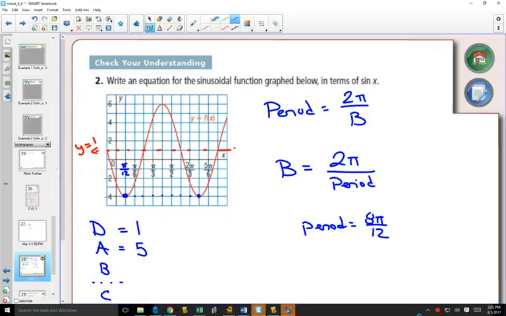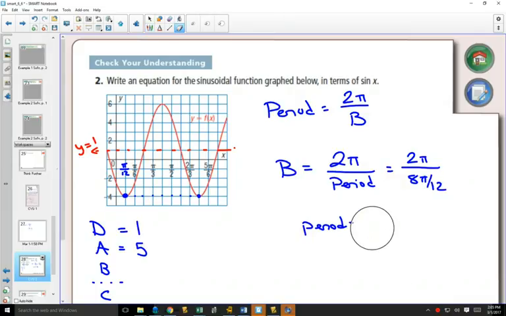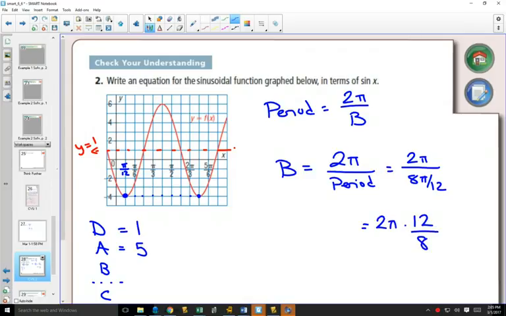So if I want to figure out what my B value is, I'm going to have to say, well, my b value is 2 pi divided by my period, which is 8 pi over 12. Dividing by a fraction is the same as multiplying by the reciprocal. Your pi's will cancel out. 2 times 12 is 24. Divide by 8 is equal to 3.